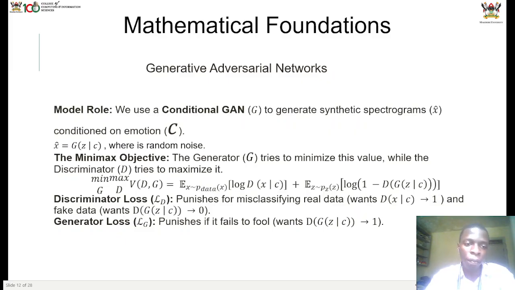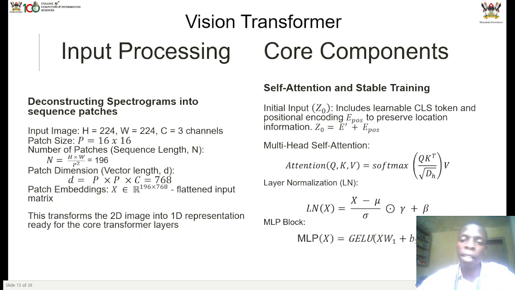And the generator has to generate a spectrogram that is indistinguishable from the real. The discriminator, on the other hand, has to determine whether this is real or not. There is feedback that happens between the two, and the entire system becomes so good at generating spectrograms that are close to what is real.